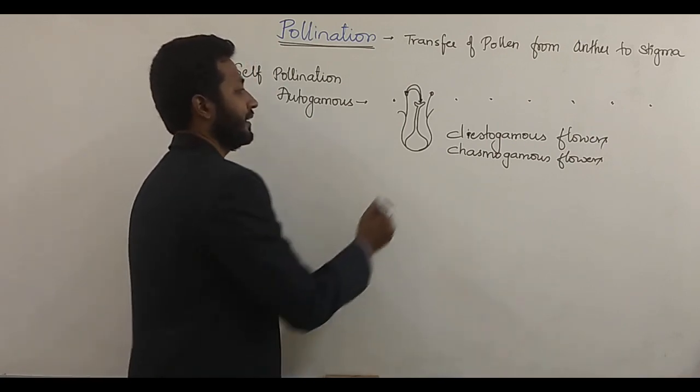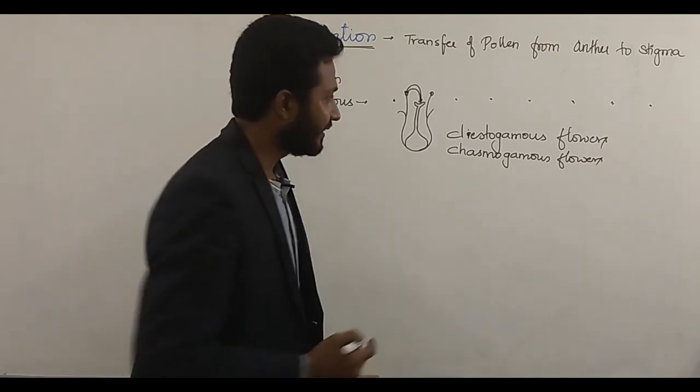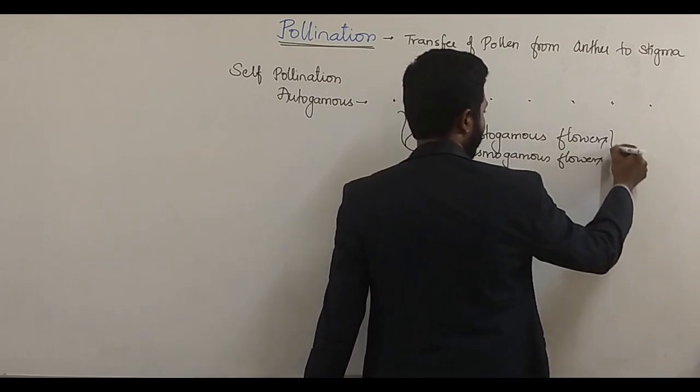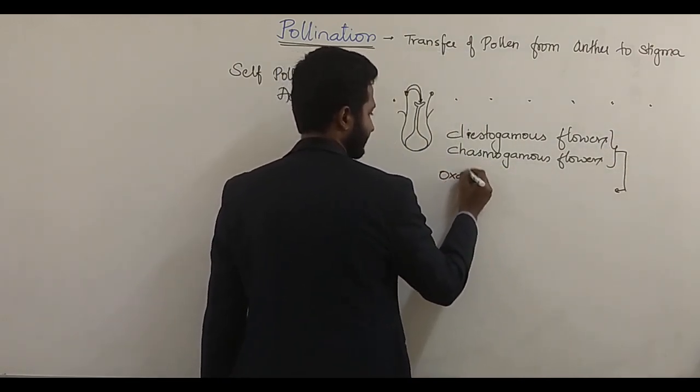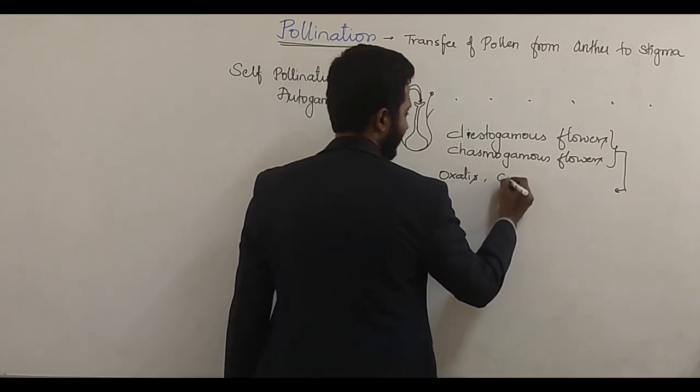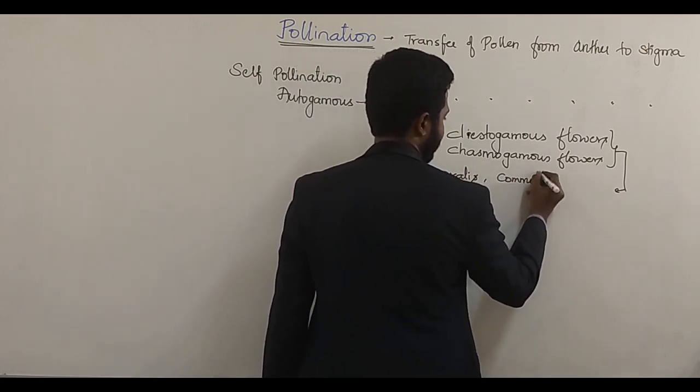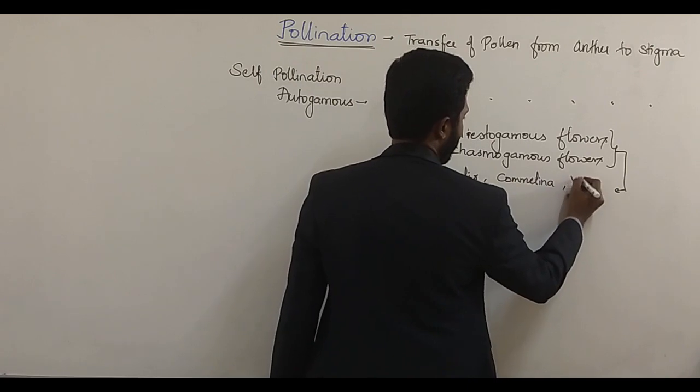Now, let us try to give some examples. The textbook gives examples for both. Common examples for both are oxalis, camelina, and viola.